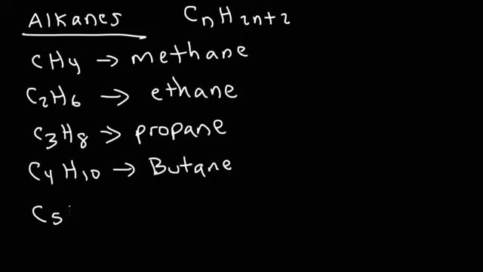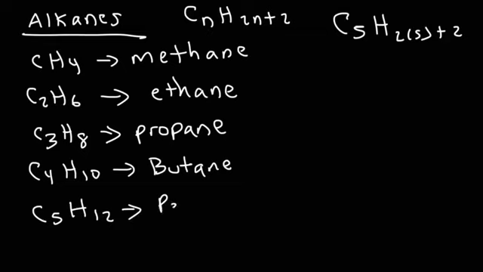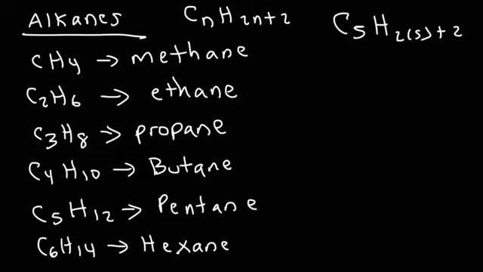So a 5-carbon alkane will have 12 hydrogen atoms. If n is 5, then it's going to be H, 2 times 5 plus 2. So that's 10 plus 2, you get 12. A 5-carbon alkane is known as pentane. A 6-carbon alkane is known as hexane. You may want to take some notes, by the way, because you'll need to know this at least up to 10.